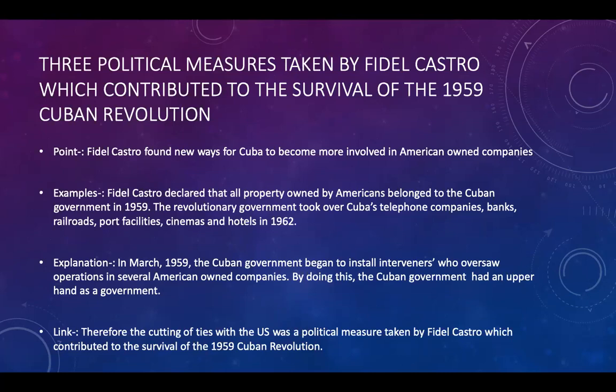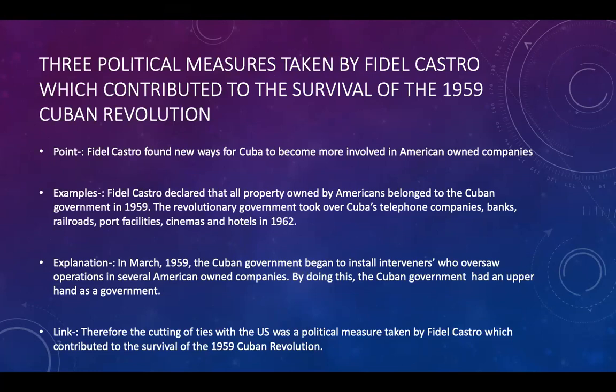For your example, you said the revolutionary government took over Cuba's telephone. I understand what you're saying. I feel like that's an error because I believe that it would actually be Cuba who would have eventually taken back control over these things. All right. Good. Good enough.